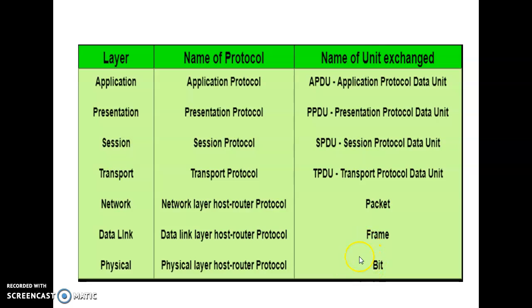A group of bits together constitutes a frame, and a group of frames together constitutes a packet, right? So at the network layer, packets are what we distribute, from source to destination and destination to source. And at the transport layer, data will be in the form of TPDUs, which stands for Transport Protocol Data Unit, SPDUs, Session Protocol Data Unit, PPDU, Presentation Protocol Data Unit, APDU. That means these are all the different data units which each layer will understand. So this is how the OSI reference model communication happens.